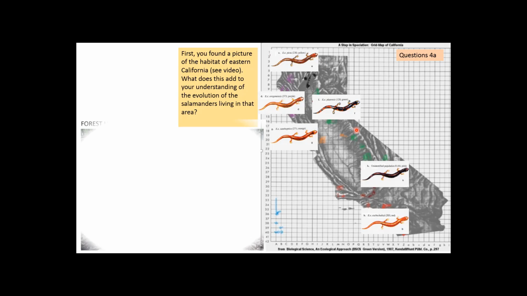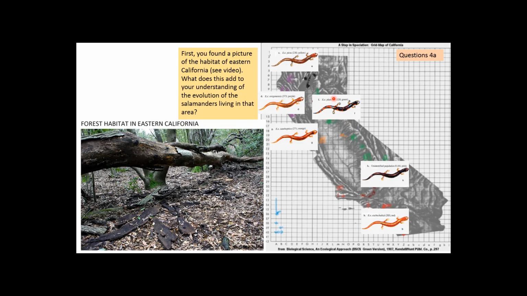So this must be Eastern California over here. So, what does this add to your data? All right, well, here's what the picture looks like. So the environment of the east is looking like this. All right, so what does this add to your understanding of the evolution of the salamanders living in this area?